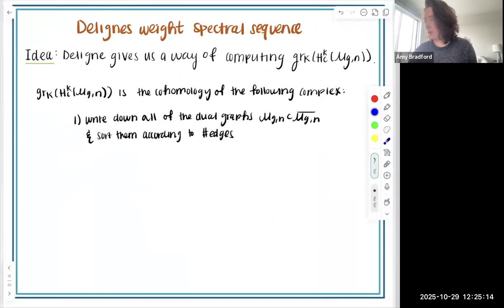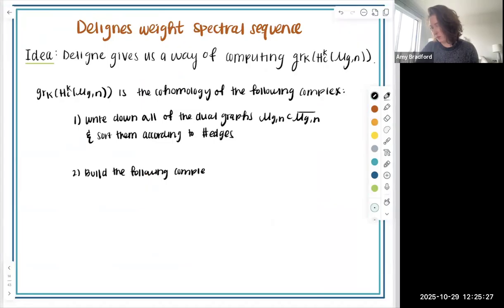And then the next step is we build the following complex. And so the first thing that we do is I write down every graph that has 0 edges. That's the first piece of this complex. And it turns out for every single case, there's only one graph that's going to have 0 edges, which is one vertex of genus g and then however many marked points you had.